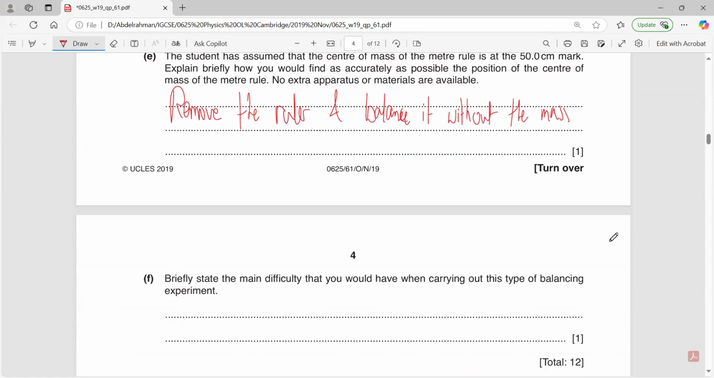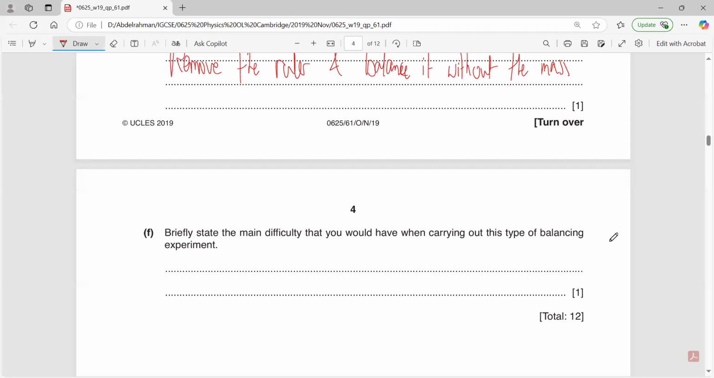Briefly state the main difficulty that you would have when carrying out this experiment. I told you before, we have only four difficulties while dealing with this experiment. And the main difficulty was actually obtaining a balance, balancing the ruler. There is a huge difficulty. There's one very important difficulty, which is actually balancing the ruler.